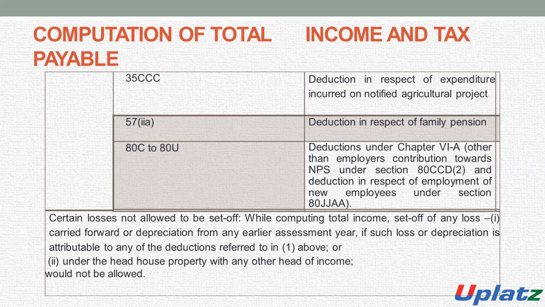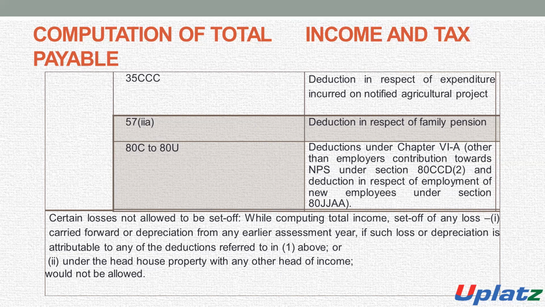Section 35CCC of the Income Tax Act: the assessee who wants to apply section 115BAC, then the deduction available under section 35CCC will not be available. Means the deduction in respect of expenditure incurred by the assessee on the notified agriculture product will not be available. Section 57 subsection (iia), deduction in respect of family pension, is not available.